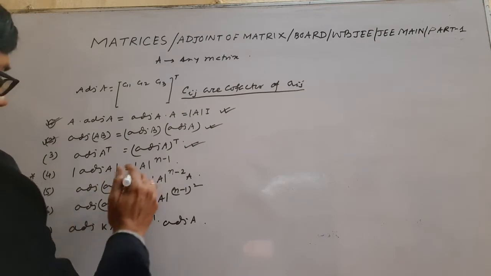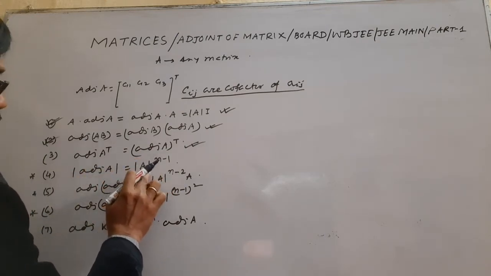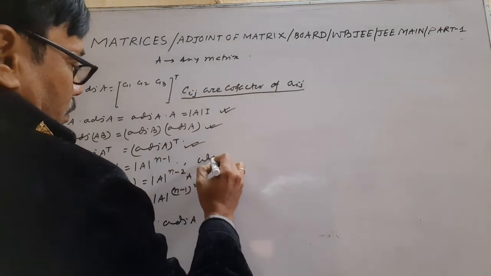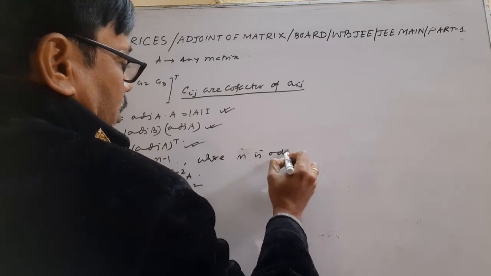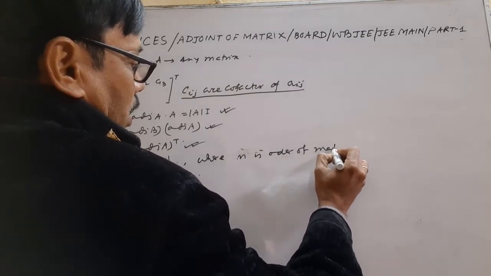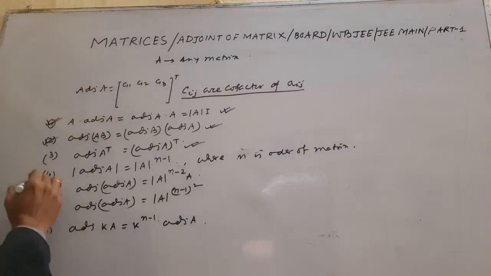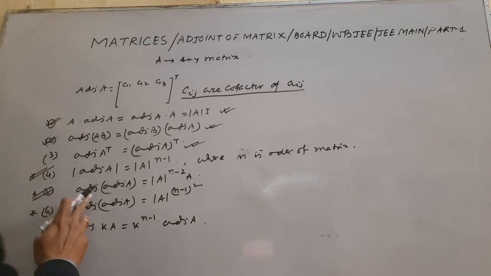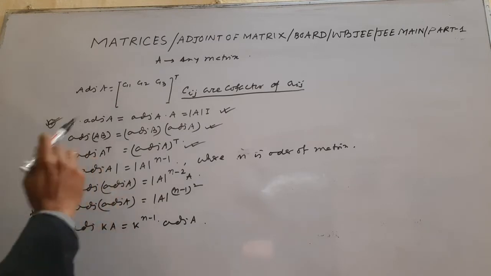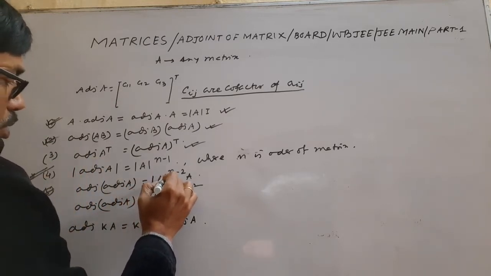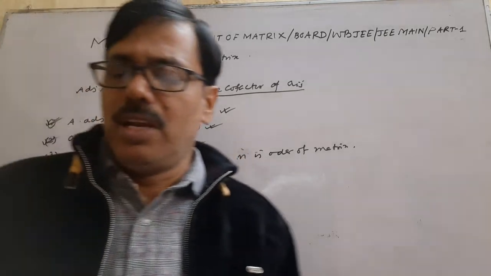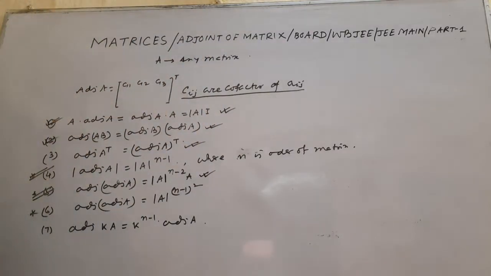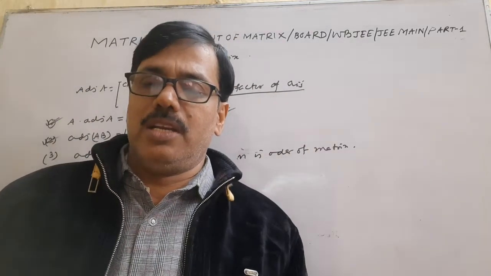Determinant of adjoint A equals determinant A to the power n minus 1, where n is the order of the matrix. So this is a most important property. Property 5: adjoint of adjoint A equals determinant A to the power n minus 2 into A. We are not giving the proof, we only remember the result. For the proof, you can consult any standard book.